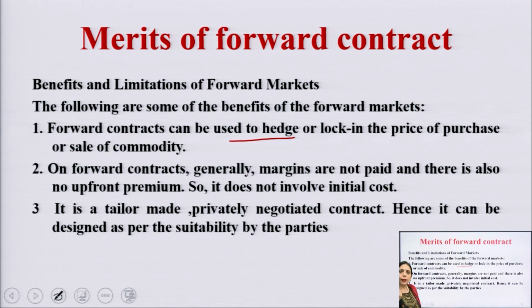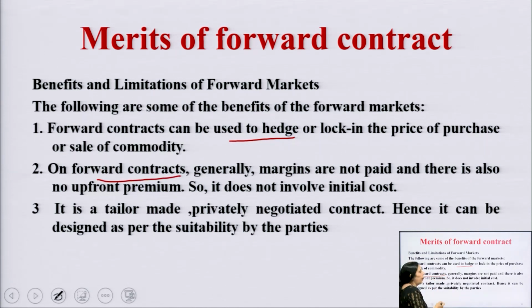There may be the chance of increasing the price or decreasing the prices. If the market price is going to increase, then the buyer is going to get the benefit. In the other case, if the market price is going to decrease, then the seller will get the benefit. I have already discussed this in the example. Then lock in the price. Lock in the price means the price is already decided relating to the purchase and the sale of the commodity.